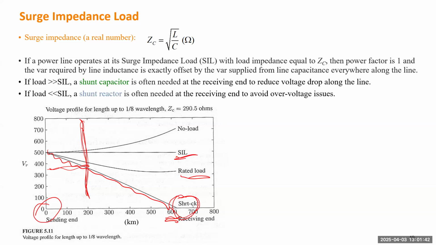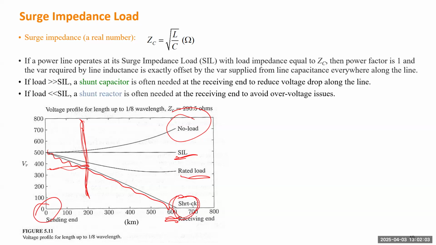If you have a load which is exactly equal to the surge impedance load, the voltage everywhere is flat, no matter how long this line is. If you have no load, let's say you just want to do maintenance and open one end, the other end will have very high voltage. So in reality, most lines definitely cannot be that long.